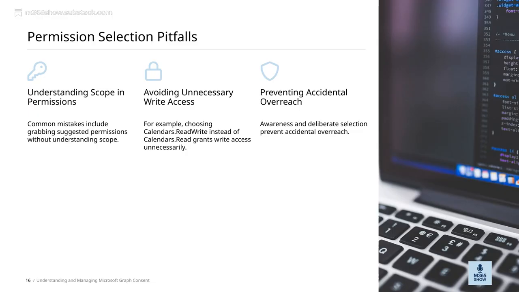Similarly, a common mistake is grabbing suggested permissions without fully understanding what scope they cover. Understanding the scope of each permission is key to avoiding unnecessary access. By being intentional and informed, we make sure we're only requesting the permissions that are truly necessary for our application's functionality. This careful approach aligns with the overall goal of responsible and secure app development.